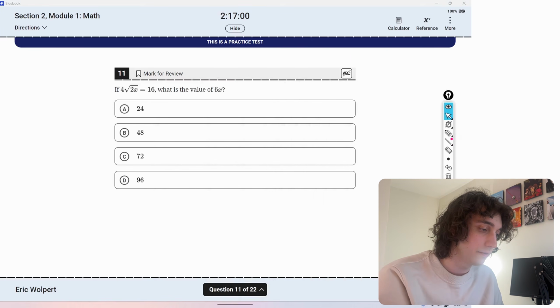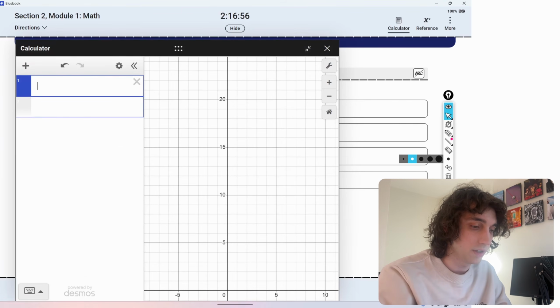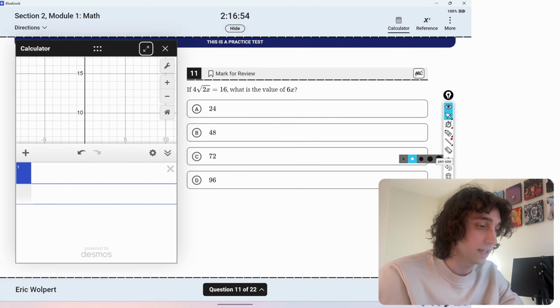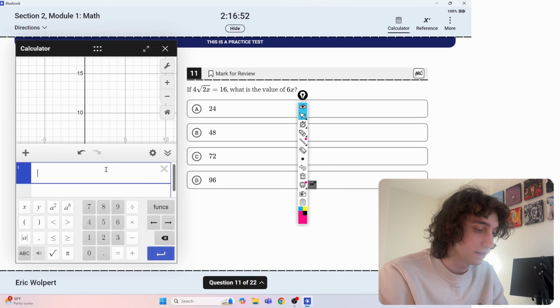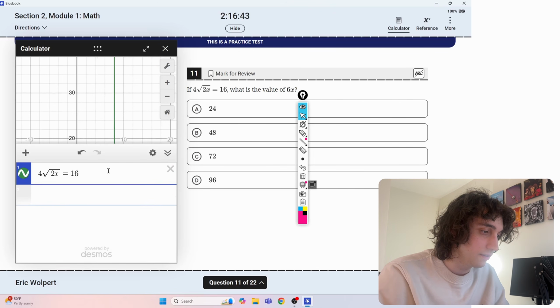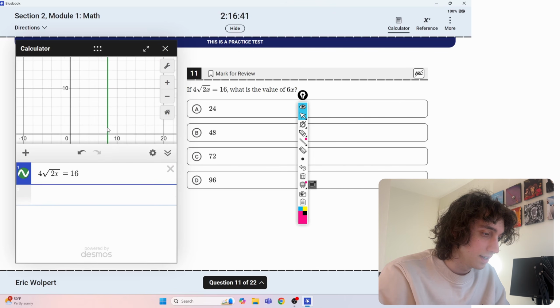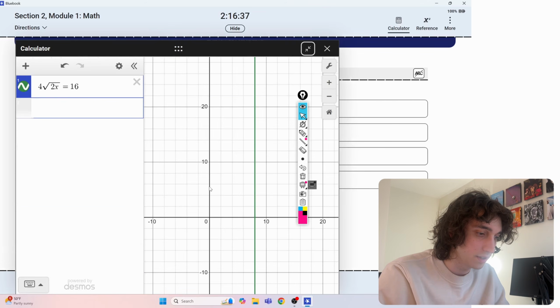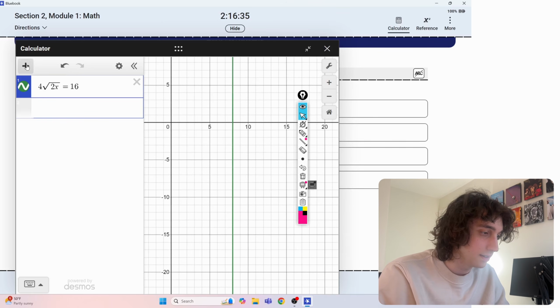Number 11, if 4 rad 2x equals 16, what's the value of 6x? So one approach is we can solve this with Desmos directly for x, and then we just multiply by 6. So 4 times the square root, I'm going to type sqrt for square root, 2x equals 16. However, there's a problem with this. This vertical line is not clickable. There's no visible x-intercept.